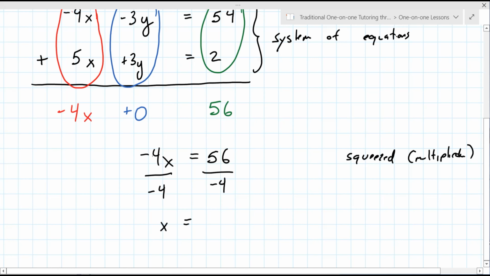Dividing by -4 or 4 is like dividing twice by 2. So 56 divided by 2 is 28, and then you divide it by 2 again, and that's 14.